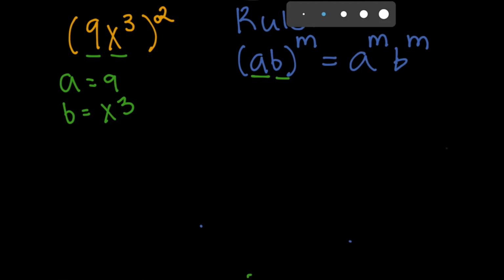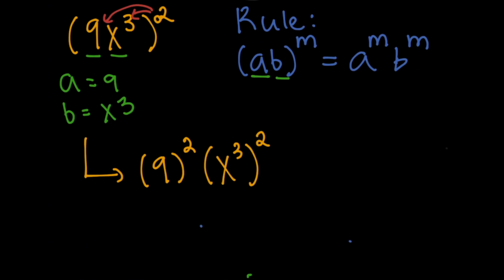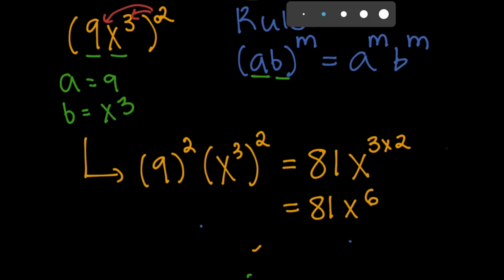And what we want to do is distribute the power to both terms separately. So what we will do is write out our answer like this. We will write 9 to the power of 2, x cubed to the power of 2. And what this is, is 81 times x, and then when we have an exponent to the power of something, we learned in the previous problem that we multiply those together. And so what we have is 81 x to the power of 6.